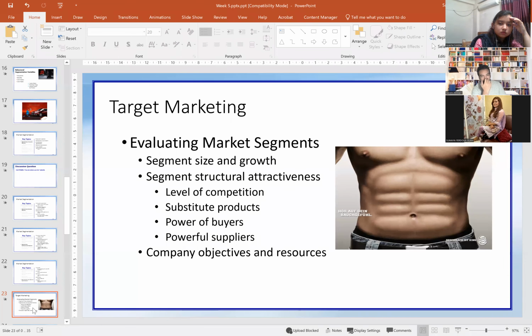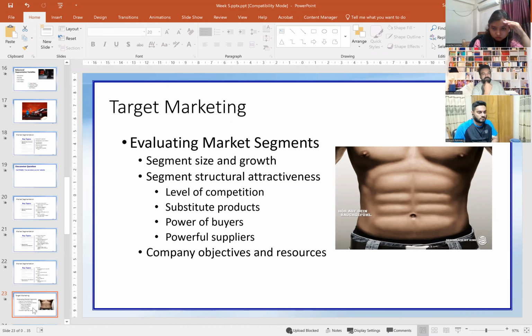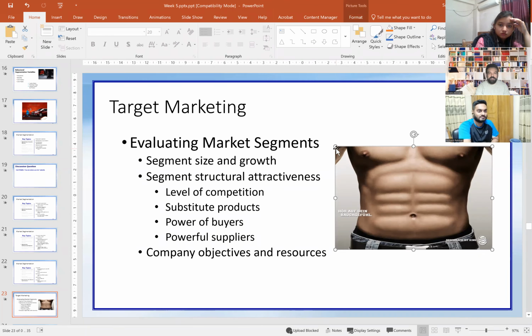Now, why have I used this image, or what does the image refer to? This looks more like a burger, to be honest. Yeah. Sir, does it symbolize power?